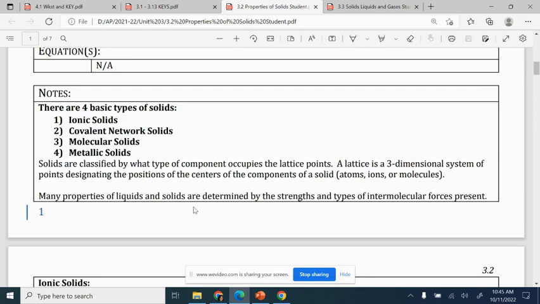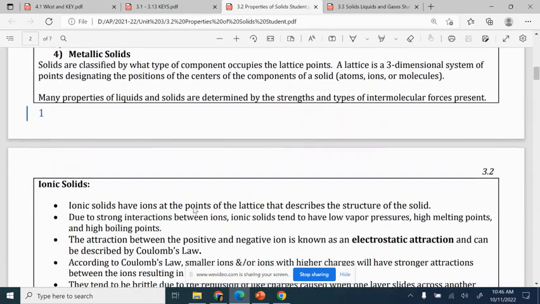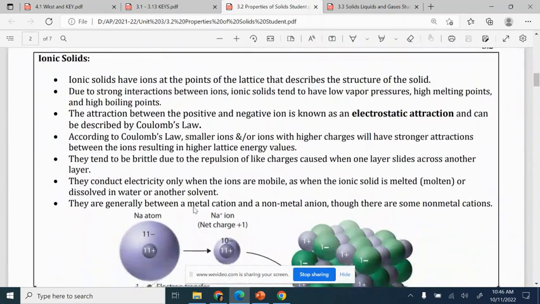Many properties of these solids are determined by the strength and type of intermolecular forces present. So for ionic solids, that is the structure of the solid. It's those interactions, the attraction of the positive and negative forces. And we can look at Coulomb's law to guide us and tell the difference between the strengths of different ionic solids.